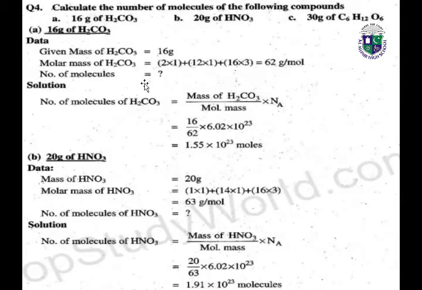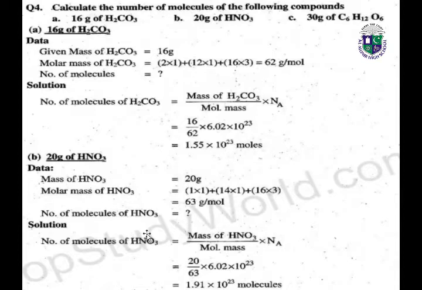We have to find the number of moles to find the number of molecules of H2CO3. Here we have the formula: mass of H2CO3 over molar mass, into Na. We know the value of Na, which is 6.02 × 10^23. By putting the values in this formula and calculating, we get the answer. So the number of molecules of H2CO3 is 1.55 × 10^23.